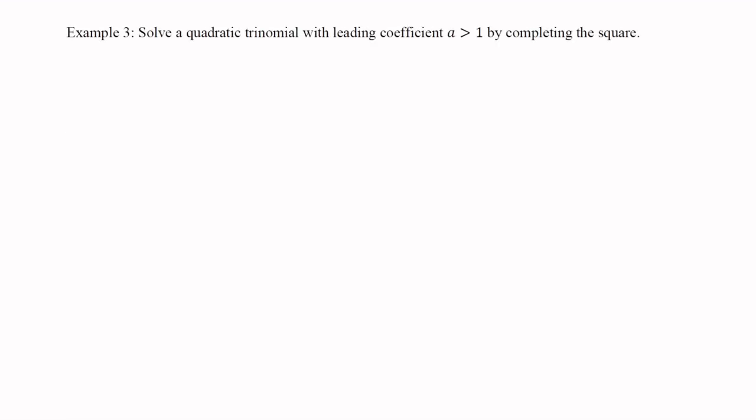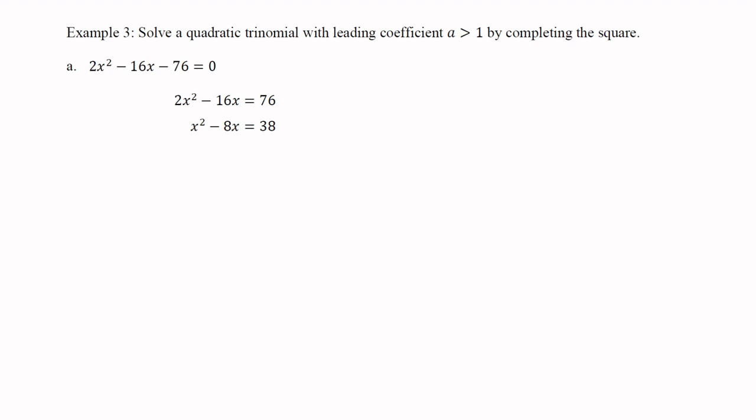So let's take a look at some examples of how this works. So let's start with a here. So in a, we have a leading coefficient of 2. First thing we're going to do is move our constant to the right side. And now we're going to divide everything by 2. That's going to leave us with x squared minus 8x equals 38.